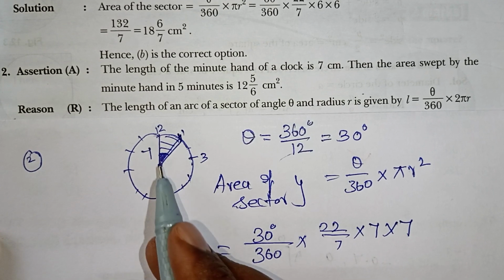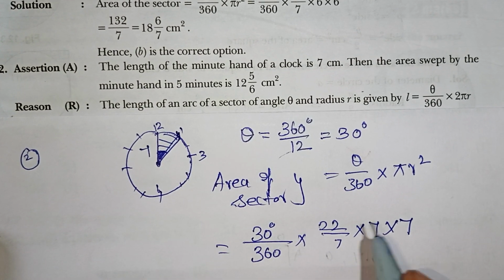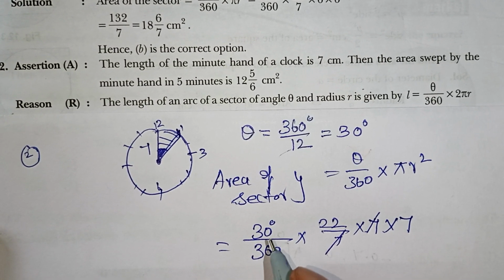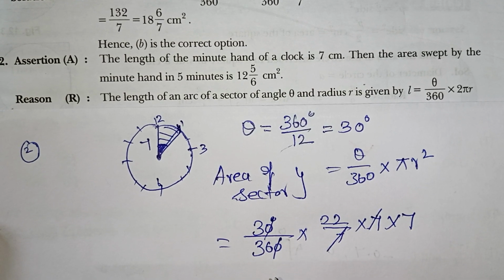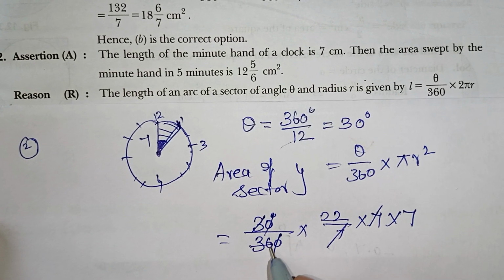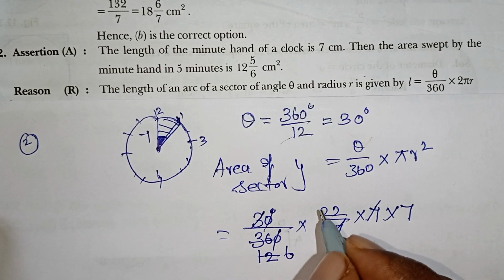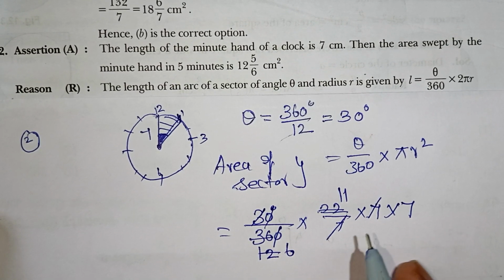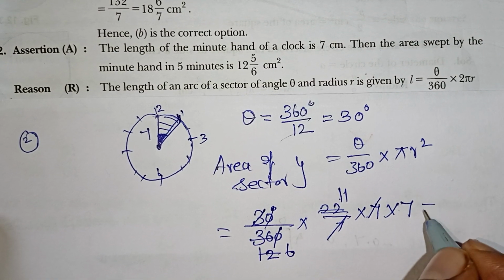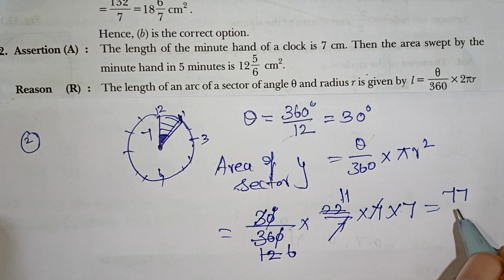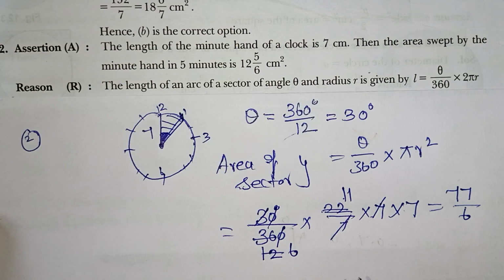The length of the minute hand, it's nothing but your radius only. So this 7 will get cancelled. This 0 will get cancelled. 3 twos are 6, 1s are... again by 2 table, 6 twos are 12, 1s are... Now the remaining number 11 into 7 is the numerator and denominator we have only 6. So 77 by 6 we are getting.